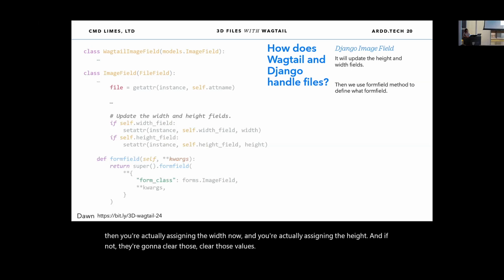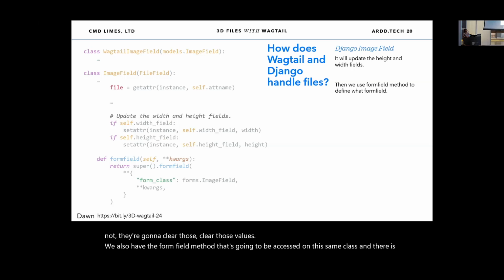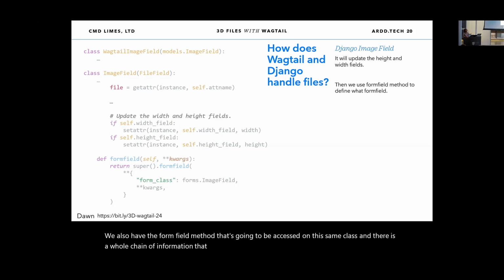We also have the form field method that's going to be accessed on this same class. And there is a whole chain of information that you need for Django that handles forms and handles it appropriately. It'll have some cleaning and some validators for your extension types, and it'll pull from the PIL library to get some of those as well.